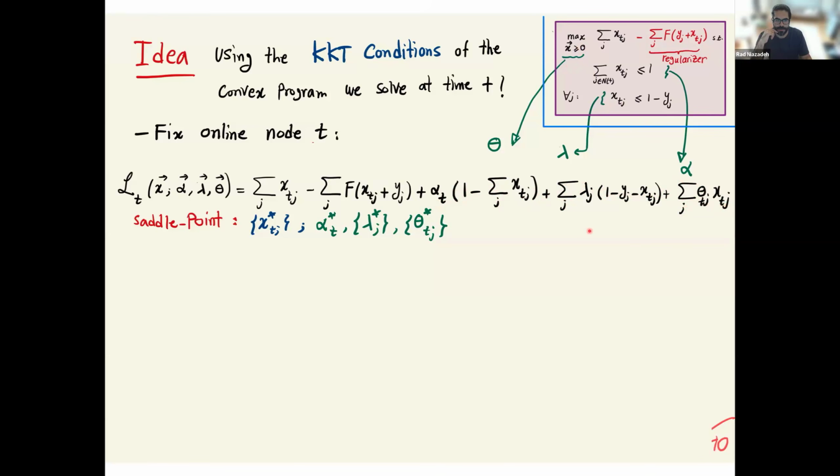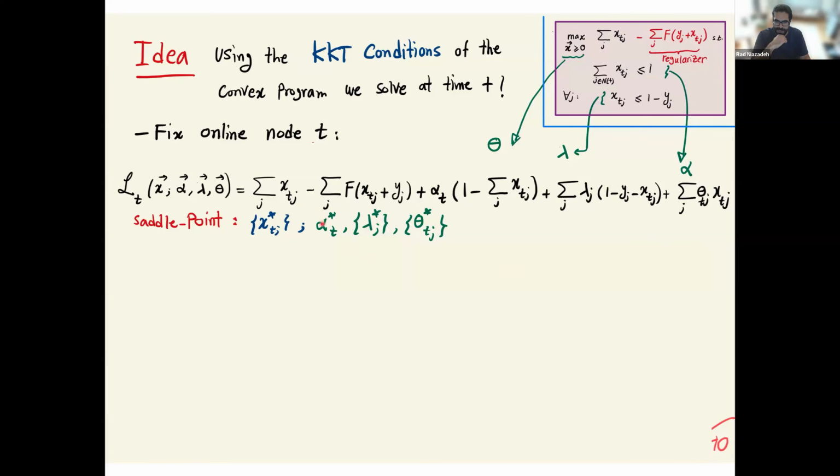All right? So now you can solve a saddle point problem. You're trying to maximize the Lagrangian over choices of x and minimizing the Lagrangian over choices of alpha, lambda, and theta. And this is a convex-concave game. You can always find the saddle point. And let's call the saddle point x star on the primal side, and alpha star, lambda star, theta star on the dual side.